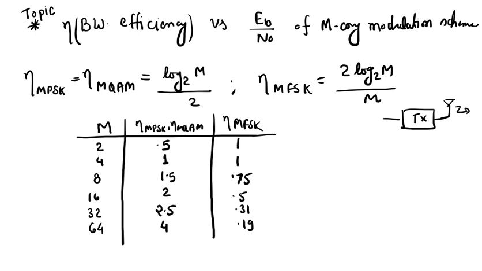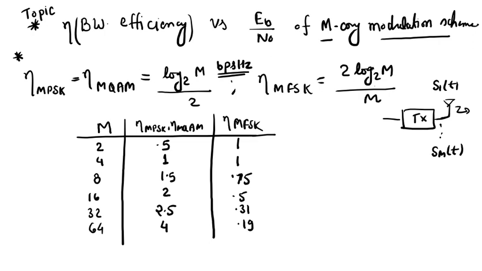So let's discuss a new topic, that is bandwidth efficiency versus Eb/N0 of M-ary modulation schemes. What we have seen till now in the last lecture is the bandwidth efficiency of an M-ary modulation scheme. What do we mean by bandwidth efficiency? The data rate transmitted through the transmitter of an M-ary modulation scheme per unit time and per unit bandwidth. That is why it is called bits per second per hertz.